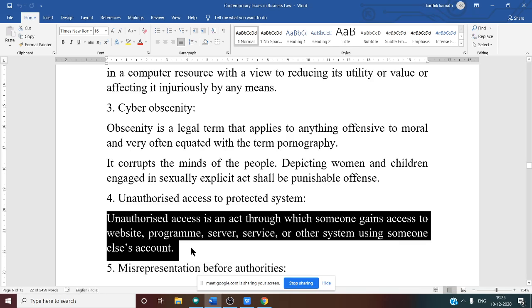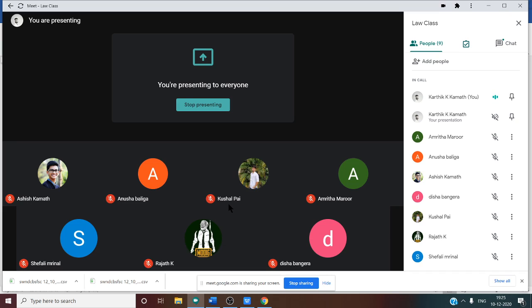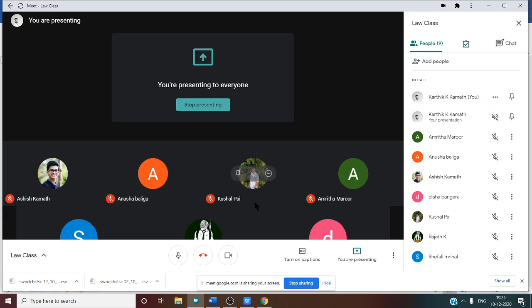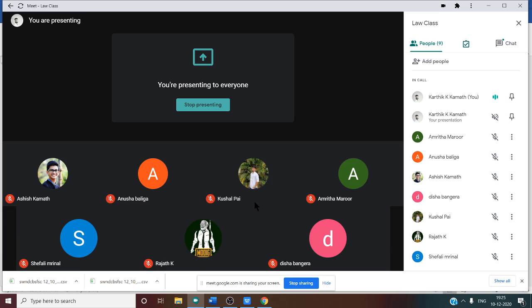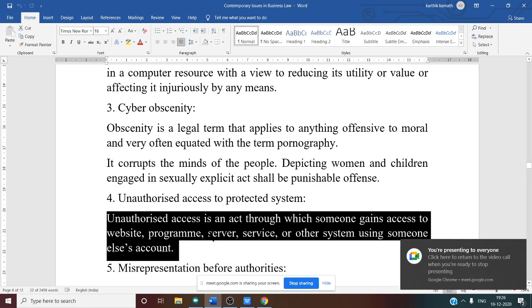That is also possible. Unauthorized access is an act through which someone gains access to a website, program, server, service or other system using someone else's account. For example, if you see Facebook now, there are many fake accounts out there. Someone is chatting by showing someone else's identity, that is also possible. So these are the things we have to be very careful about, because whenever we are dealing with social media, there is a high probability that there may be a chance of a fake account. So we should verify the authenticity of that particular account. Then only we should move forward.